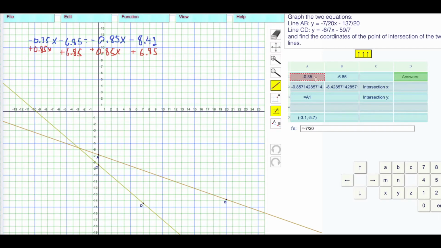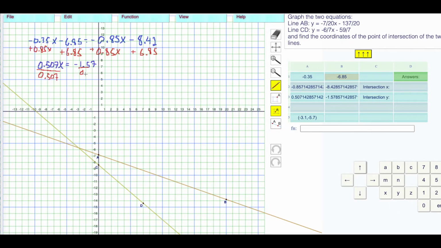6.85. Negative 0.35, and I am adding to that 0.85. I'm going to subtract it. Okay, subtracting a negative is the same as adding the positive. We end up getting 0.5, which you would expect. 0.8 take away 0.3, 0.5, there you go. I'm going to do the same thing here. I'm going to add the 6.85 to the negative 8.42. This number, take away negative 6.85, and we're adding the 6.85. That gives us negative 1.57. 0.5x is equal to negative 1.57. I want to get rid of this 0.5, which is multiplying the x. I'm going to divide both sides.